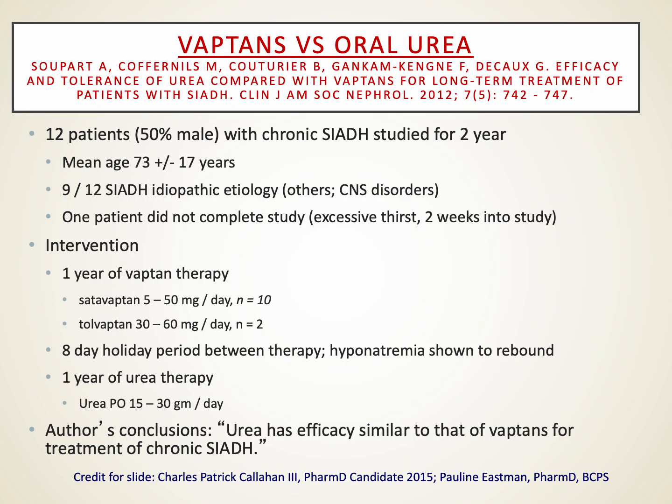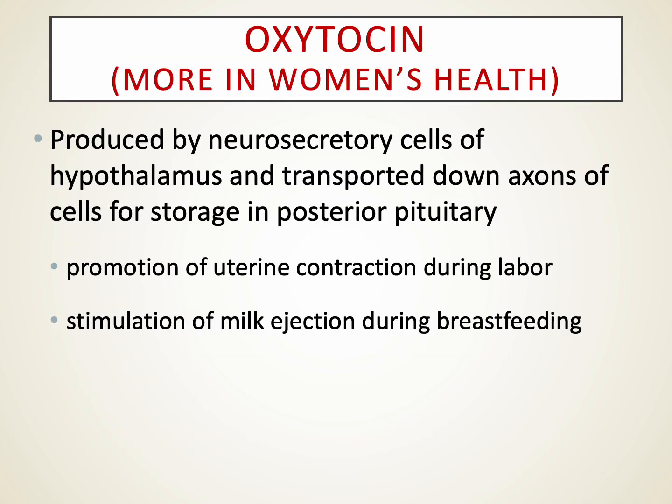So the data indicate that when they looked at them for managing hyponatremia in patients with SIADH, and again, it's a pretty small study, but for a long period of time, the urea therapy worked probably as well as the vaptans and has become really an intervention of choice. Finally, oxytocin, which we'll talk more about in women's health, is produced by the neurosecretory cells of the hypothalamus and is an agent that, among other things, promotes uterine contractions during labor and stimulation of milk ejection during breastfeeding.